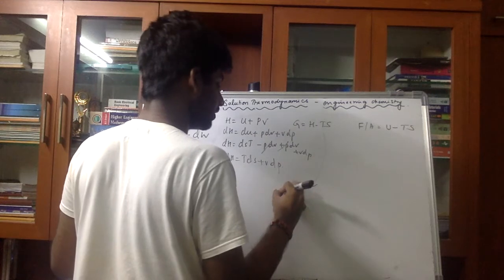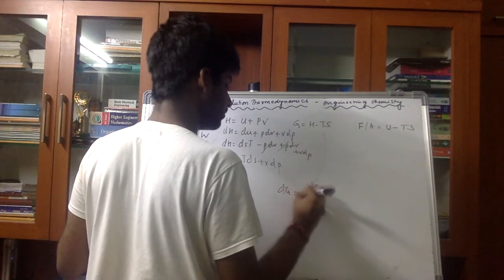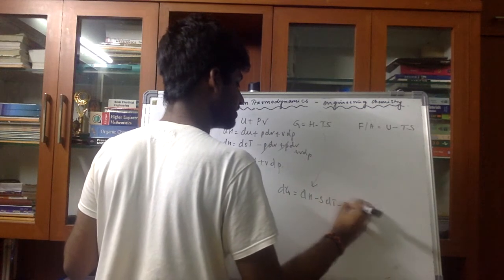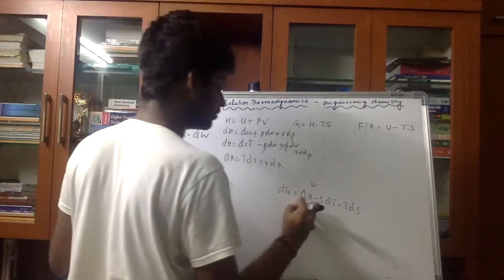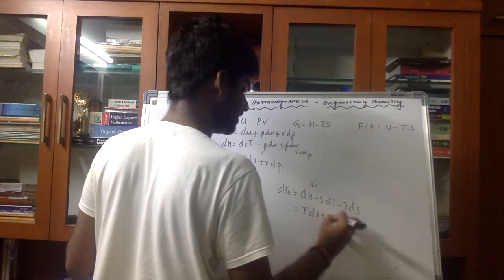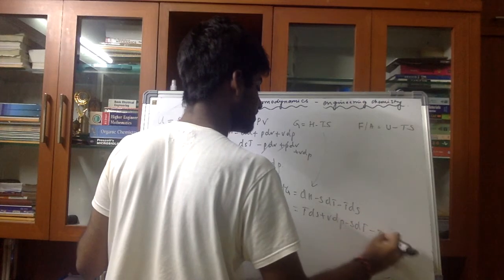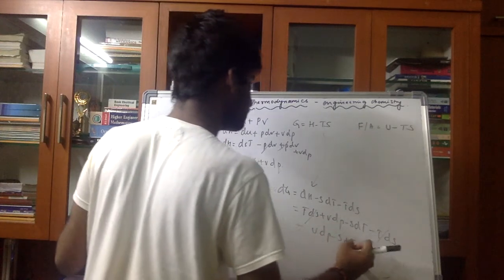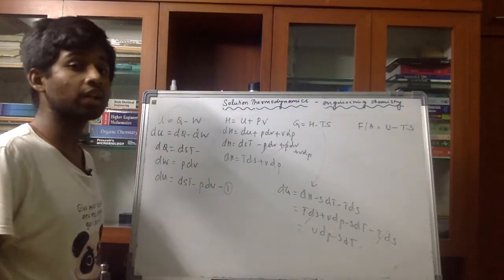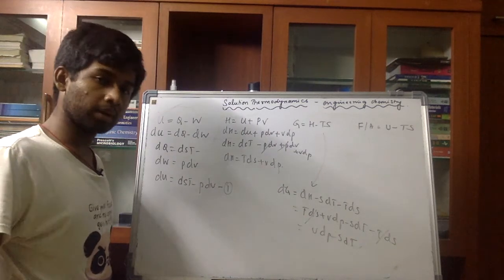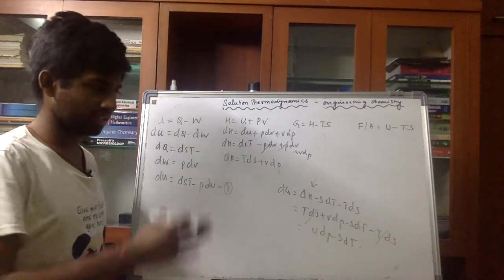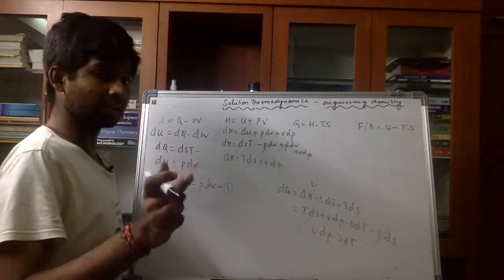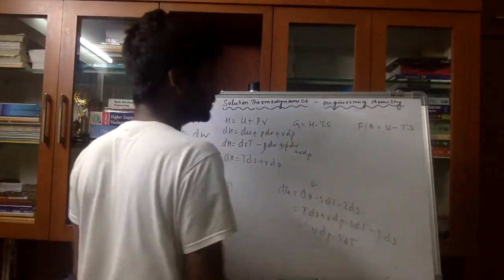So let me do it here. dG is equal to dH minus SdT minus TdS, and then dH is equal to TdS plus VdP, minus SdT minus TdS. TdS minus TdS gets cancelled, so it's VdP minus SdT. We use this equation only to compare and get a relation between your actual Gibbs energy and your partial molar Gibbs energy, and various factors. The chemical potential and all was included here. And I compared the equations also. You have to check the previous video for that.